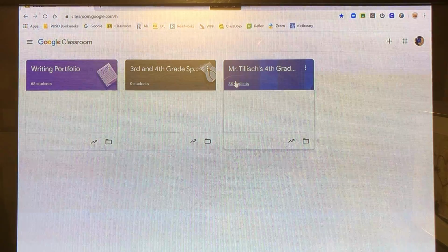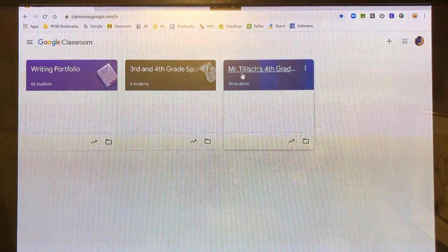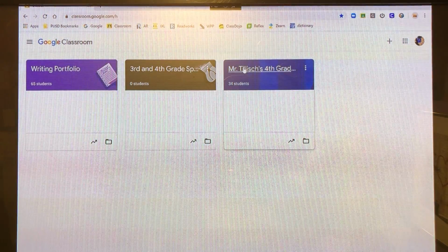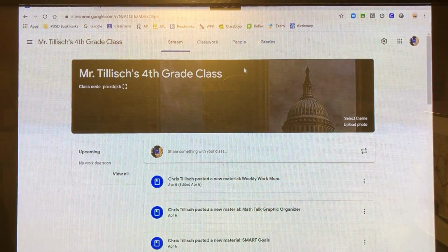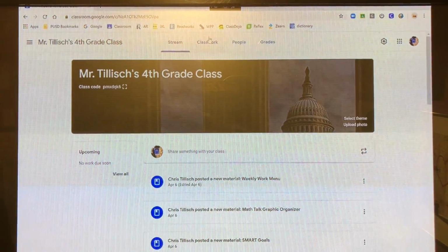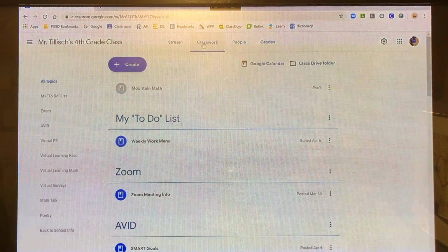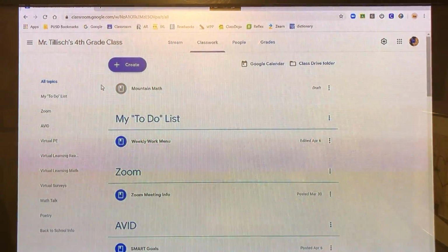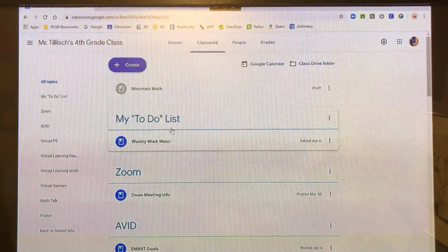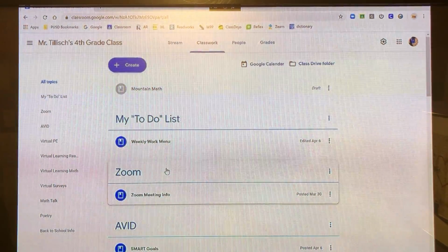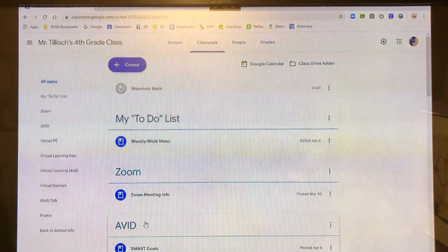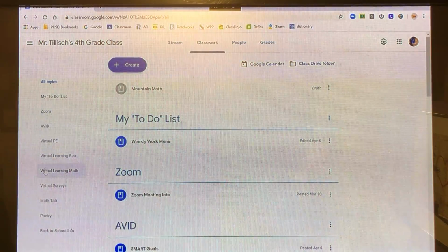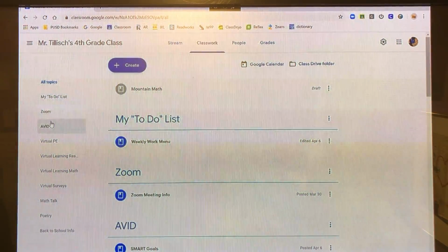To get to our Mountain Math set, kids, go to your Google Classroom, Mr. Tillish's 4th grade class is all set for you. If you click on classwork, it will bring up your topics. Okay, so you have a topic called My To-Do List, a Zoom topic for our Zoom meetings, an Avid topic to access your SMART goal information. Over here on the left-hand side, it is a menu of all your topics.